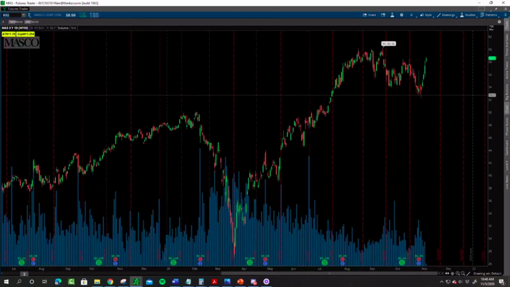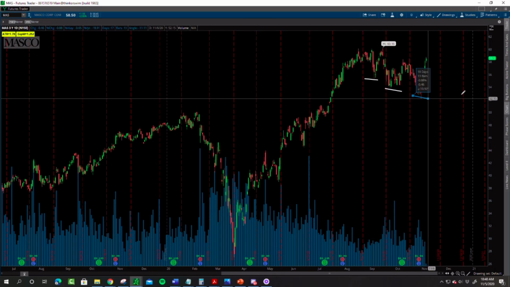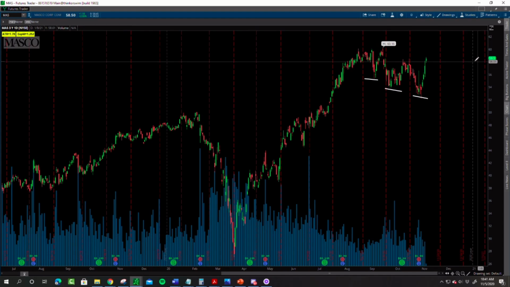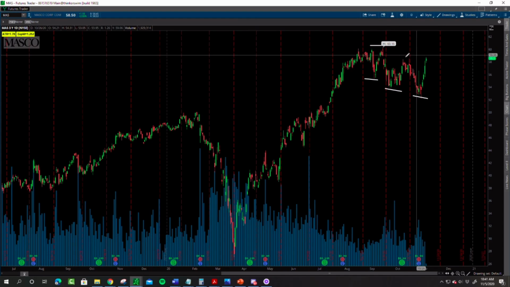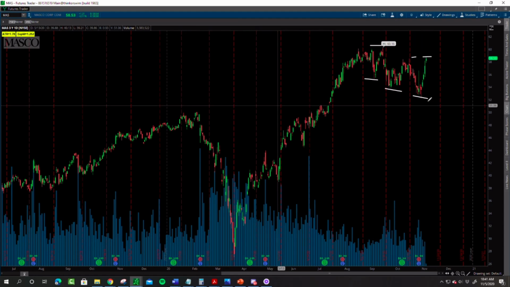Here's another one, MAS. Same type of thing. We have lower lows that were put in. I don't want that. That's weakness. I want to see support really lay itself out.